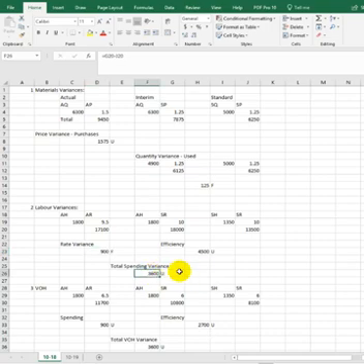Overall, though, bad news, we have a 3,600 unfavorable variance, and that of course is just the difference between the two endpoints, the 13,500 and the 17,100. We spent much more than we expected to spend. That's 3,600.